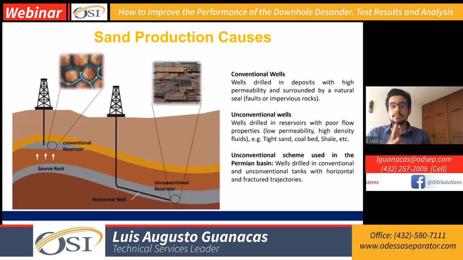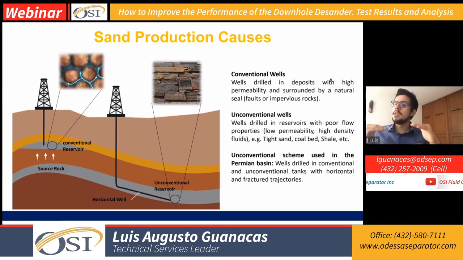Okay, let's move to the next one. We're going to discuss a little bit about how reservoirs are currently developed worldwide. Typically we have conventional and unconventional wells. Conventional wells are recognized as wells drilling conventional deposits. That means normal permeability or high permeability, and the reservoir is surrounded by a natural seal, which could be salt, could be impervious rocks, etc.